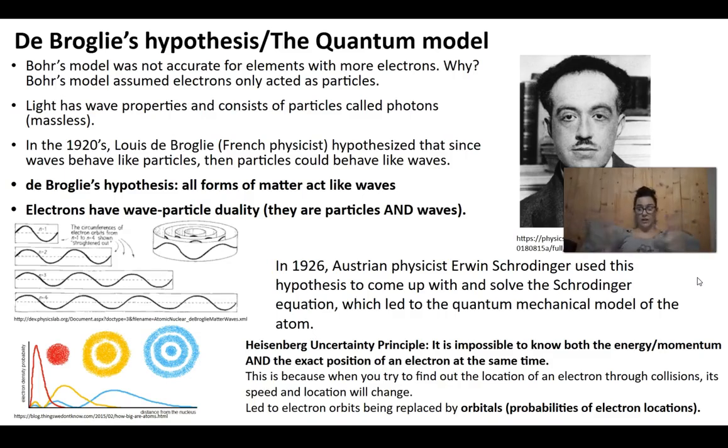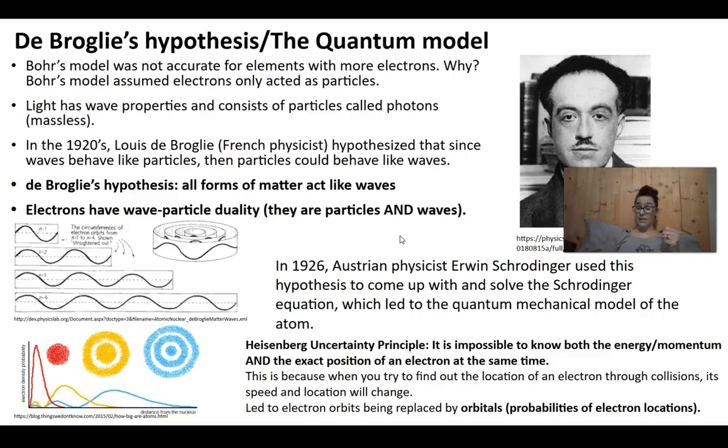So those electrons could interact with each other, and his model did not account for that at all. And it also did not account for the wave-like nature of those electrons. So de Broglie's hypothesis said that all forms of matter act like waves, so electrons have a duality of nature. They can act both as particles and waves. So that was the first step into the development of the quantum model.